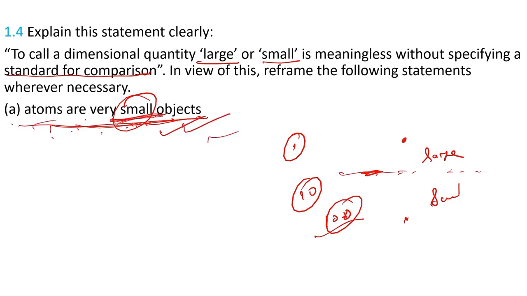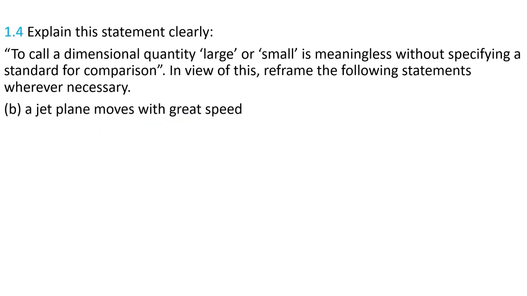So moving on to the next statement, we have: a jet plane moves with great speed. Here again, great is used, but there is no reference over which we can compare the great speed. So we can say that a jet plane obviously moves at a greater speed than that of an ant, a bicycle, or a normal commercial car. So we can reframe it in that way.